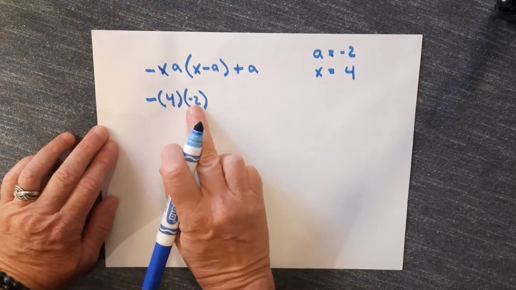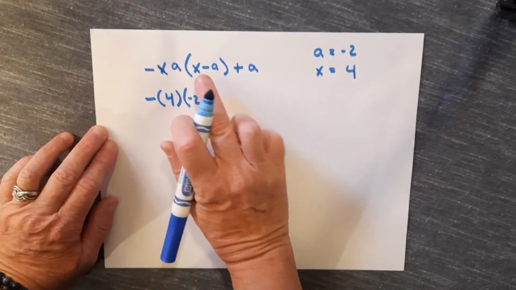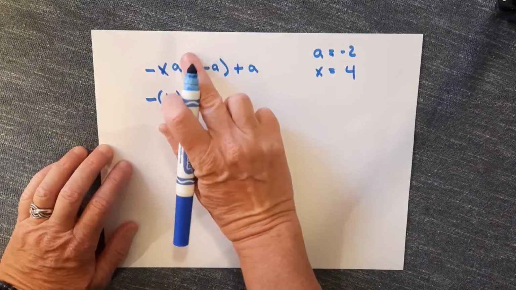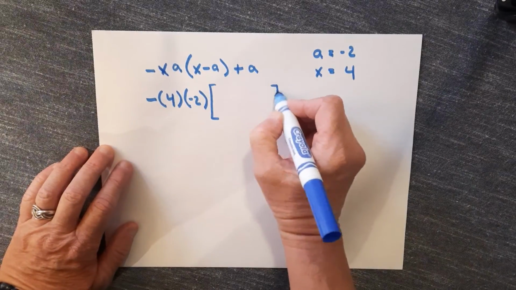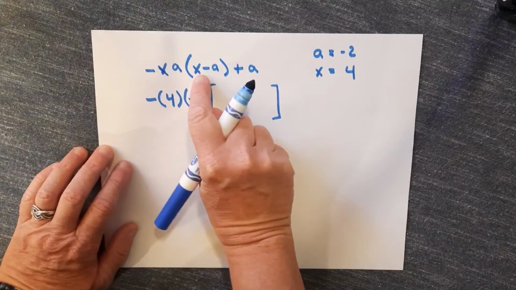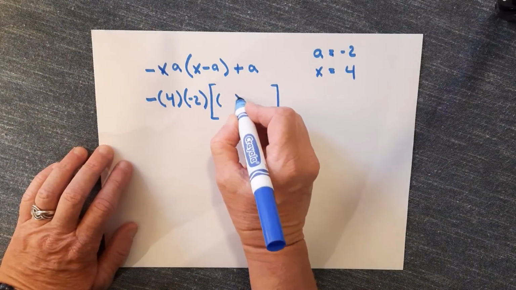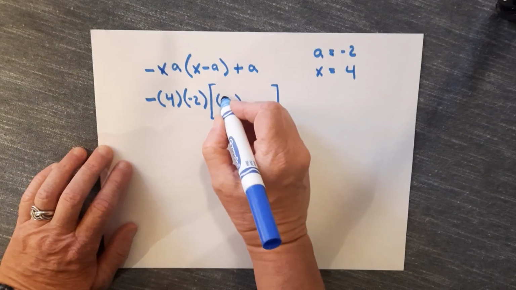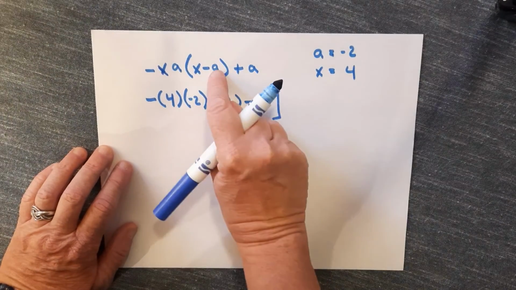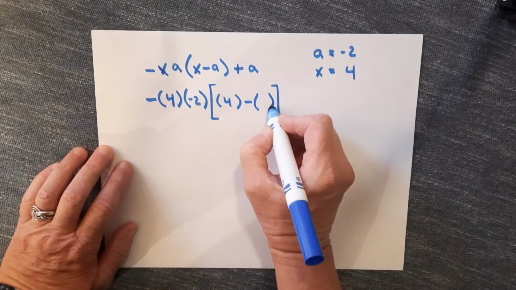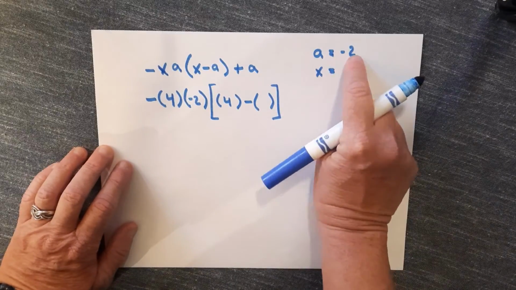So we went ahead and did that. Now because we have two variables already inside of parentheses, we're going to change these parentheses into brackets. Now this x we replace with parentheses and then put the 4 inside of it. We take this minus sign and put it right down here. We replace this a with a set of parentheses and put whatever a is inside of it.